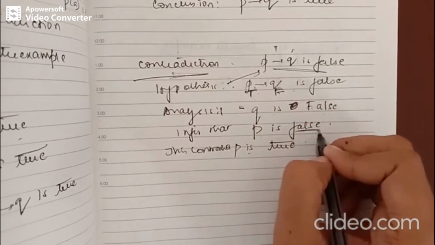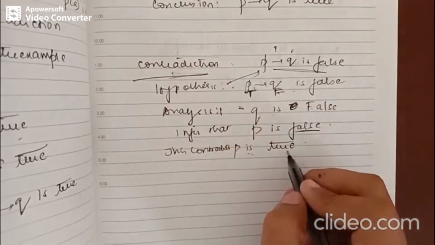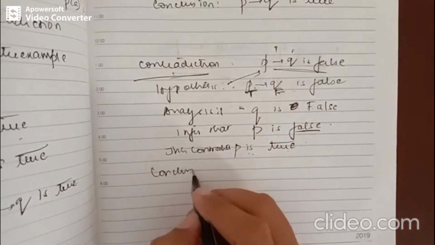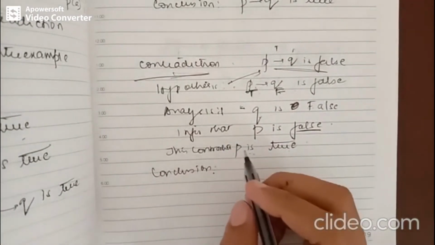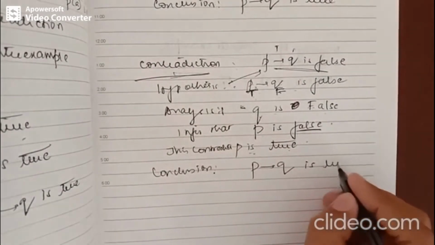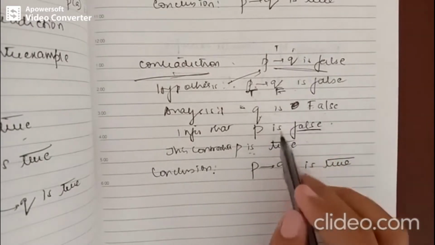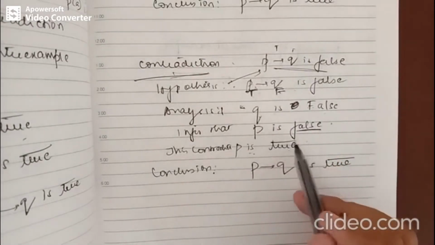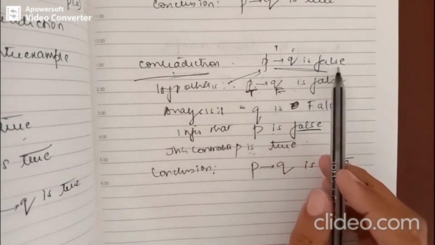Thereby, this contradicts the assumption, whatever we have taken, P as true. So, what can you say in the conclusion? In the conclusion, we can say because of this contradiction, we infer that P implies Q is true. Right? So, what we have taken is contradicting. So we have taken this as false.